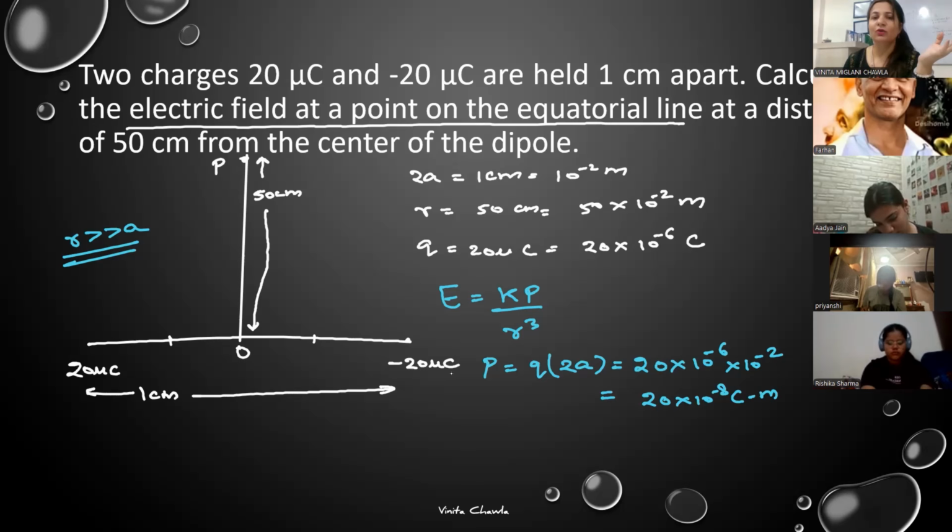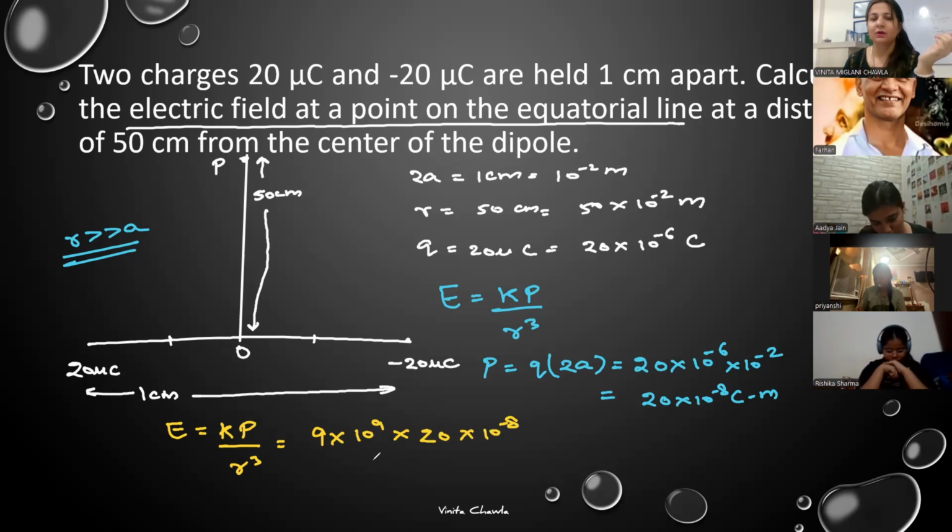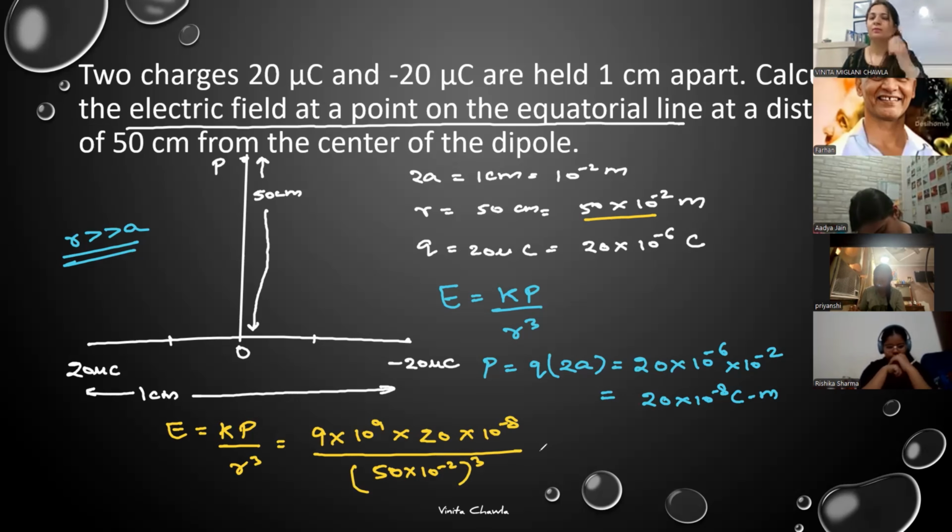And then we can find the value of E just by putting the values here. So what will you get? E is Kp by r cube. K is your constant. Its value is 9 into 10 power 9. p is the dipole moment. This is the value of dipole moment that we have just got. And r, this value is 50 into 10 power minus 2, whole cube. Solve this for electric field intensity.